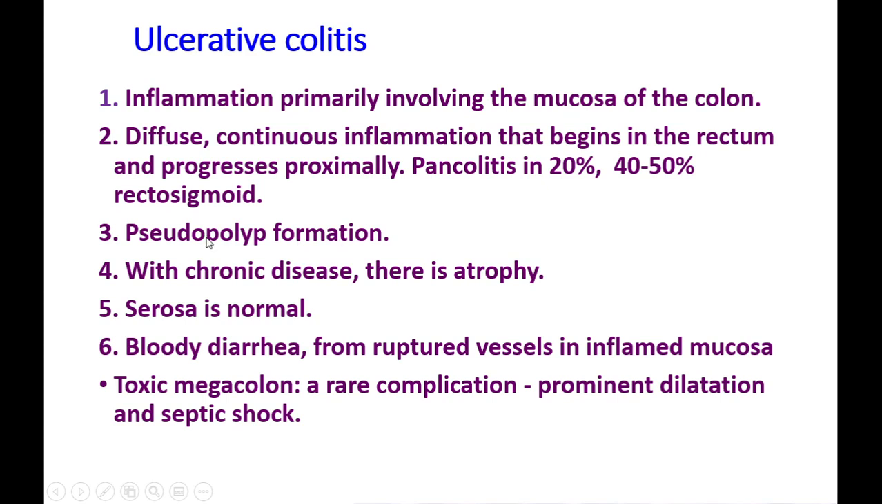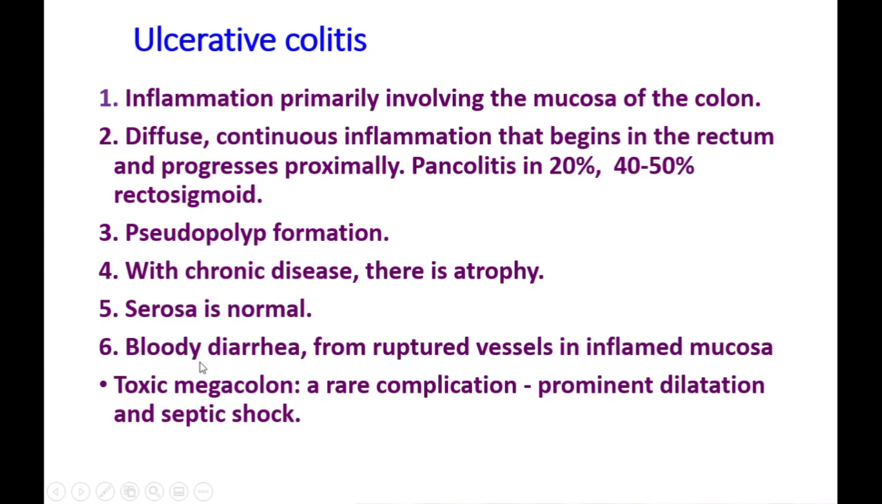Pseudopolyp formation is a feature of ulcerative colitis. It is the remnant of the remaining, non-ulcerated mucosa, the remaining pieces of mucosa that bulge, called pseudopolyp formation. With chronic disease there is also mucosal atrophy, severe thinning of the wall of the bowel, resulting in a severely atrophic wall of the colon. The serosa is essentially normal, as the inflammation has not reached the serosa.